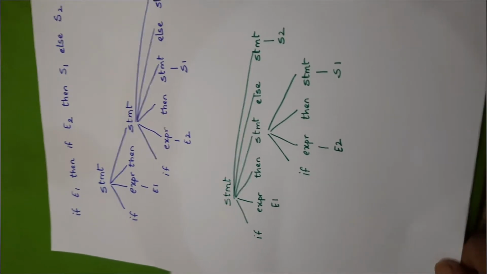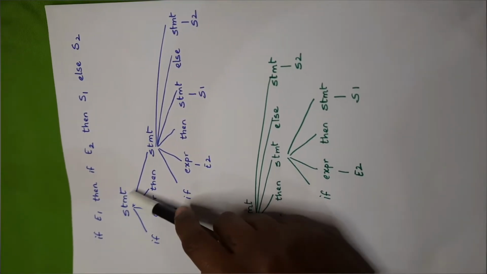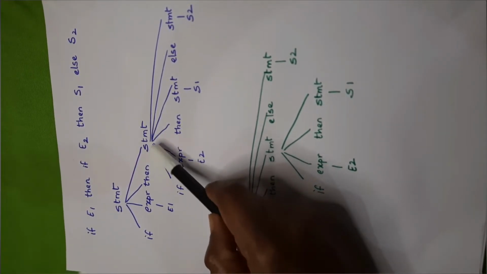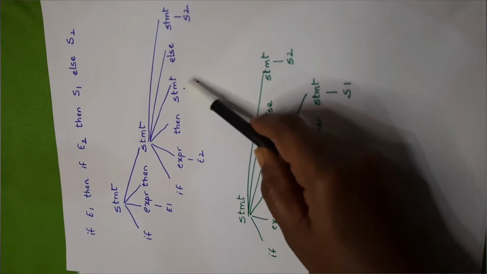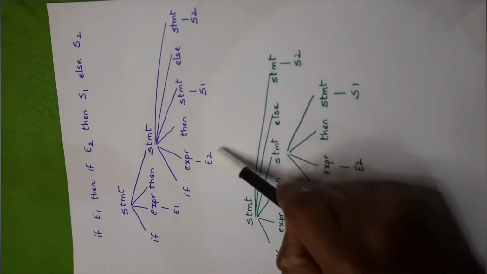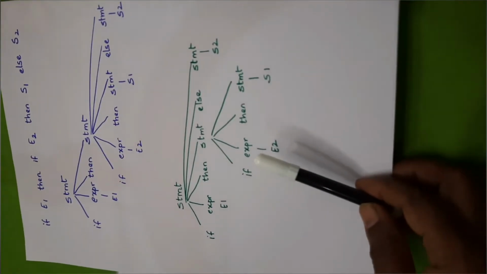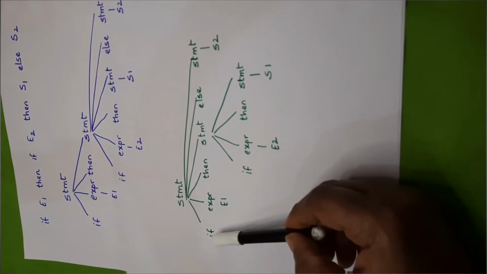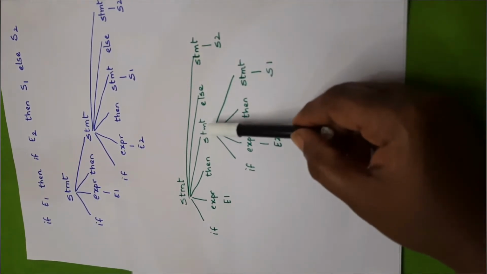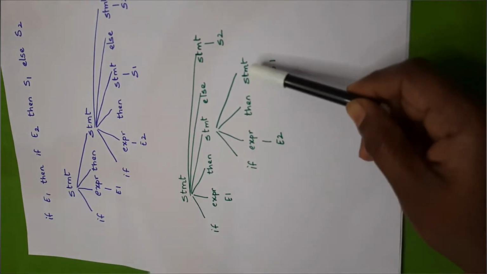For this particular sentence we have got two different parse trees. In the first parse tree, I have expanded the statement with if expr then statement. Then this statement I have expanded with if expr then statement else statement. So this expr will become E1, this expr E2, S1, else S2. So I have got this. The other parse tree is: statement gives if expr then statement else statement, and I am expanding the statement which is in between with if expr then statement.